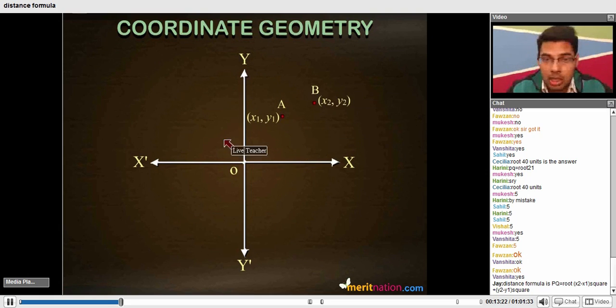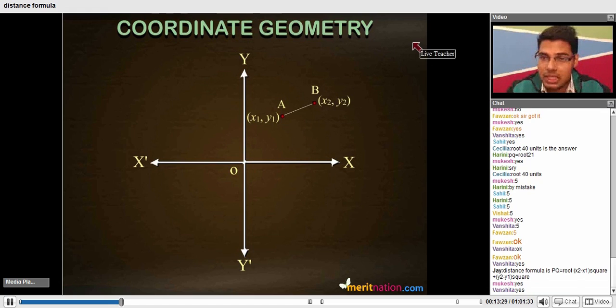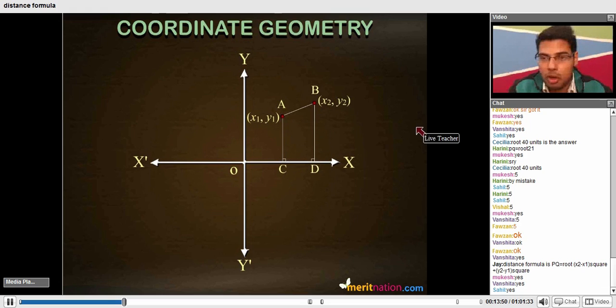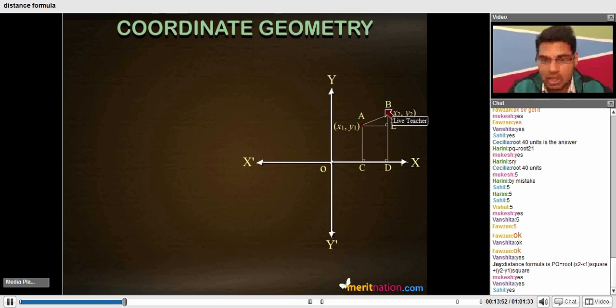Now, can we similarly derive the distance between A and B? As we did in the last example, I will give you certain hints. Here we have AC and BD, perpendiculars we have dropped. Why are we dropping these perpendiculars? Because we have to locate the right angle triangle. So we have to form a right angle triangle as in the previous case.